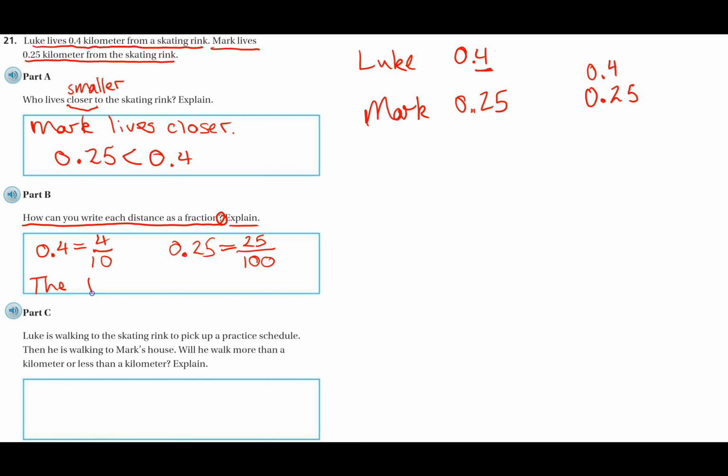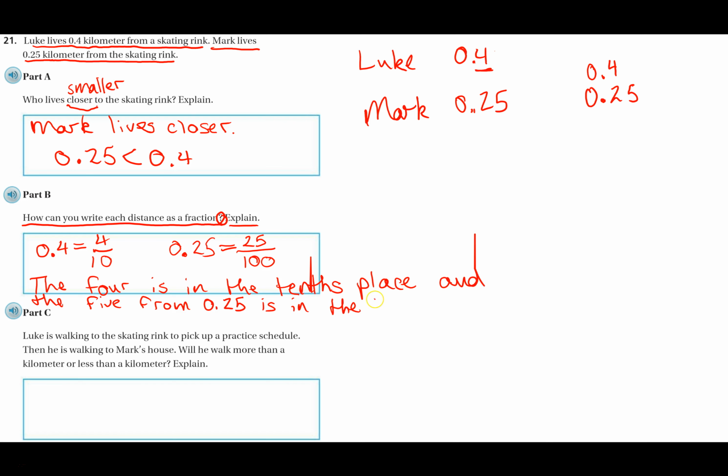And we can explain by saying the 4 is in the tenths place, and the 5 from 0.25 is in the hundredths place.